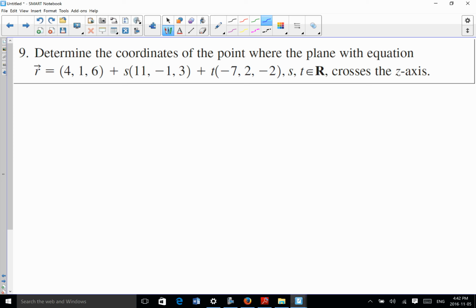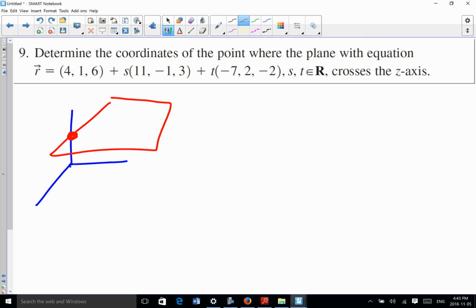And number 9, we're asked to determine the coordinates of the point where the plane with this equation crosses the z-axis. So just thinking about that for a second, let's just draw a picture. So here's our three axes. And I want to know where a plane, three-dimensional, hits the z-axis. Thinking about that, it hits the z-axis right about there, right?